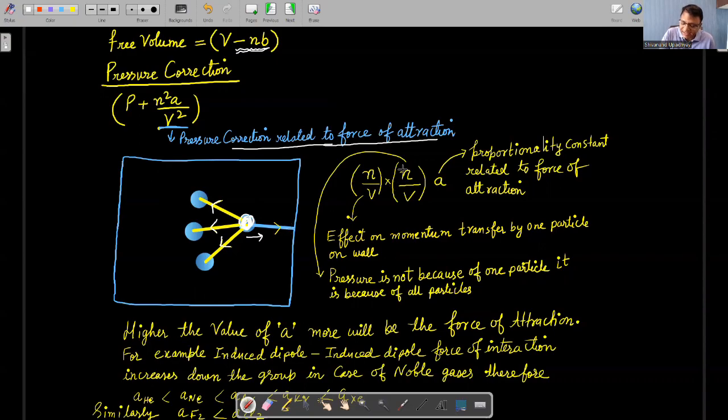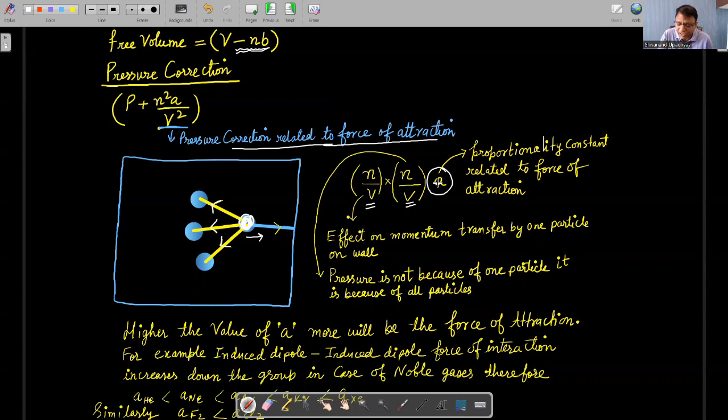That's why the second n/V is coming, because pressure is not because of one molecule, pressure is because of all molecules. So the larger the number of moles per unit volume, the larger the effect on the pressure correction, right? So this n/V is coming twice. First is for one molecule, and the second is because pressure is because of all molecules. So the n² upon V² factor will come, and this is the proportionality constant a. This proportionality constant is related with force of attraction.